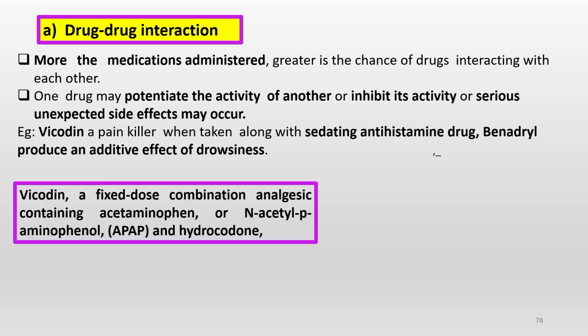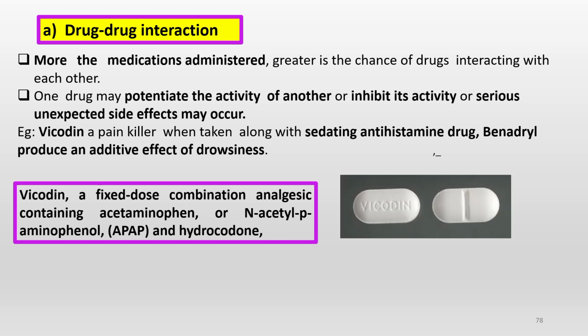Vicodin is a fixed-dose combination analgesic containing acetaminophen, paracetamol, or N-acetyl para-aminophenol, APAP, and hydrocodone. Hydrocodone is an opium derivative, which comes under the category of analgesic and anti-inflammatory drugs. This tablet is taken along with Benadryl.